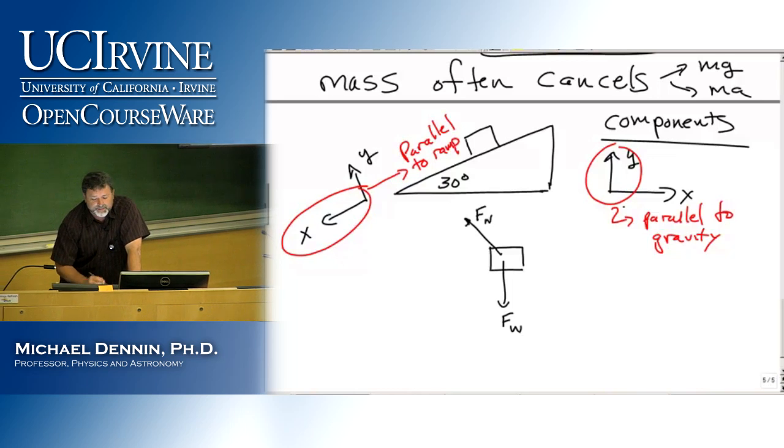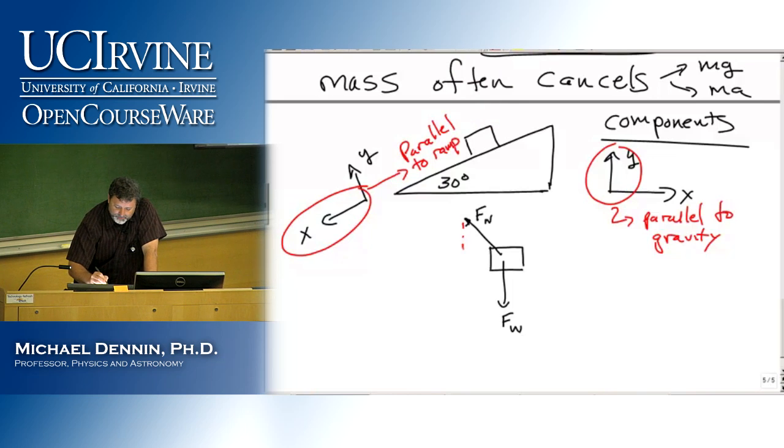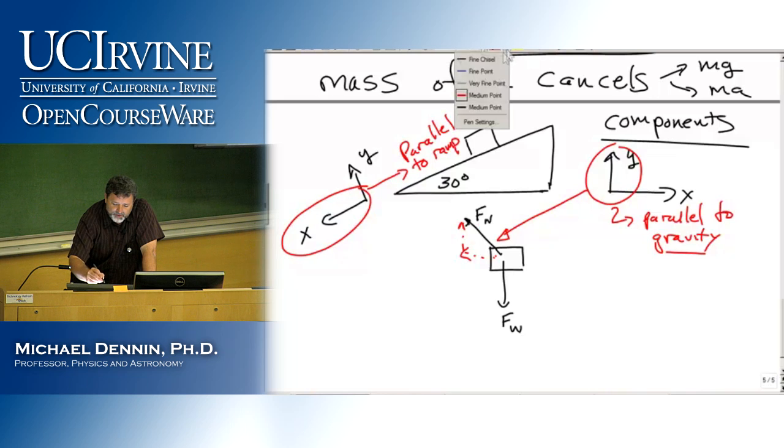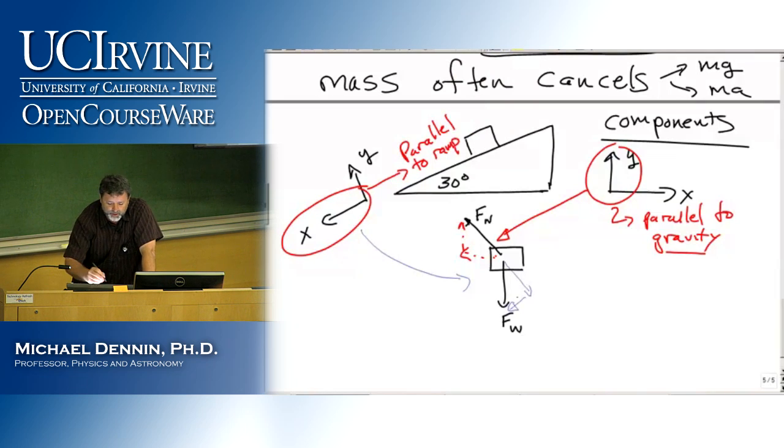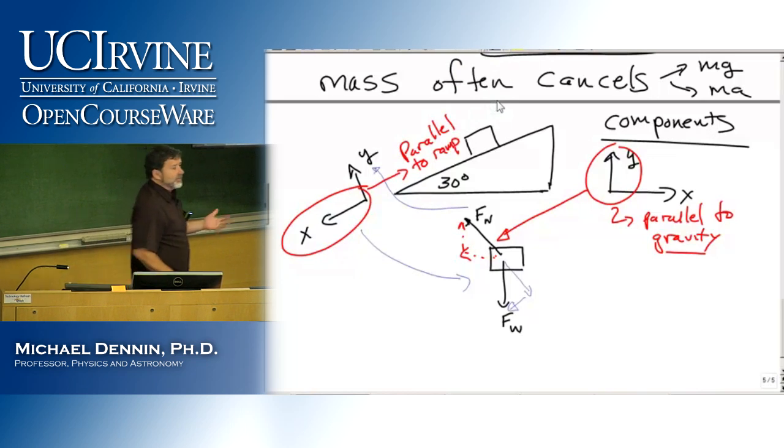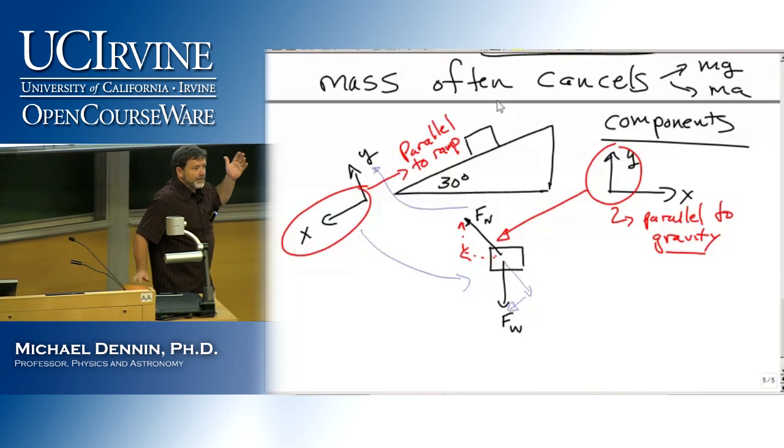Notice in my two coordinate systems, one of these has to be broken into components. If I use this coordinate system, weight is already in the y direction because it was parallel to gravity, and the normal force will have two components. If I use this coordinate system, then gravity gets broken into two components. The normal force is already in the y direction. So depending on what's going on in the problem, one of these two coordinate systems will be easier to use.